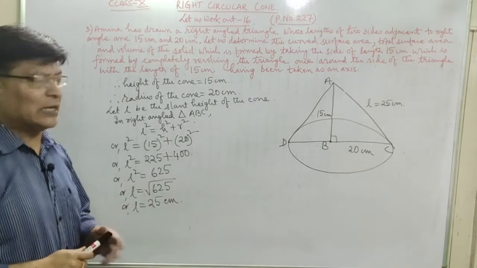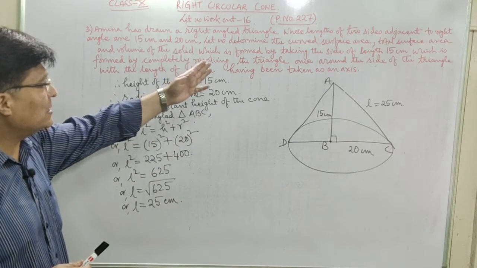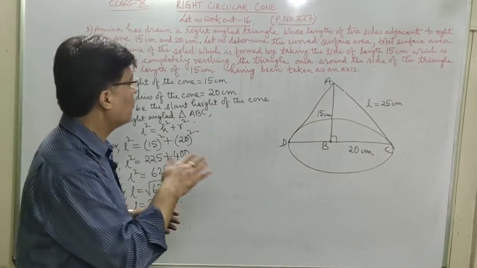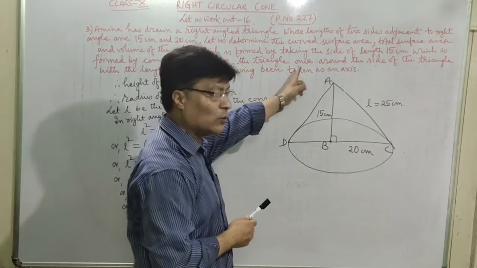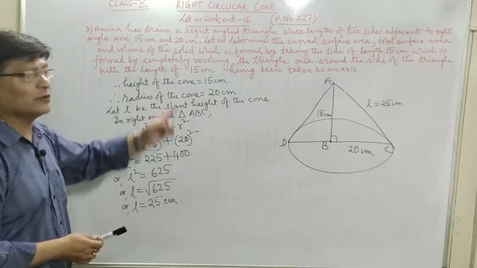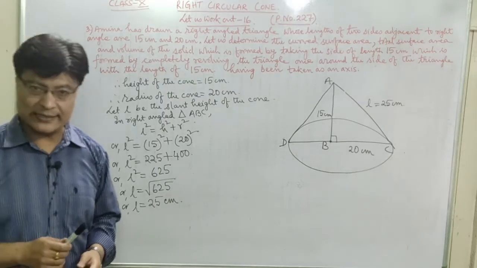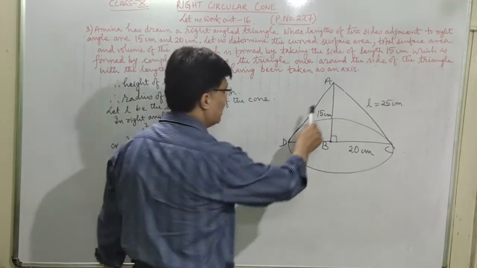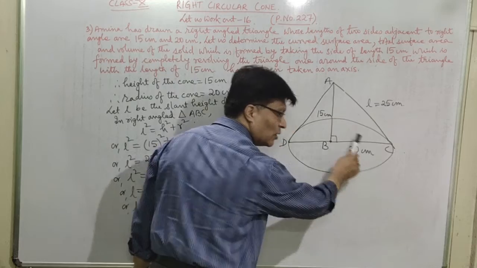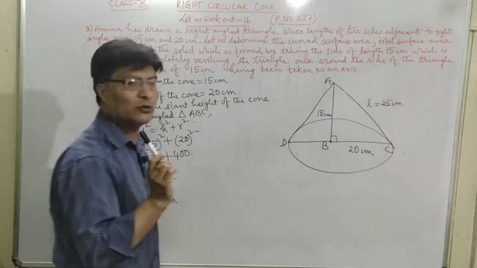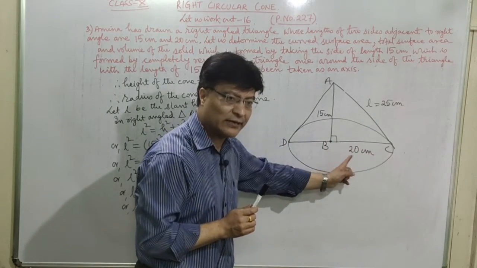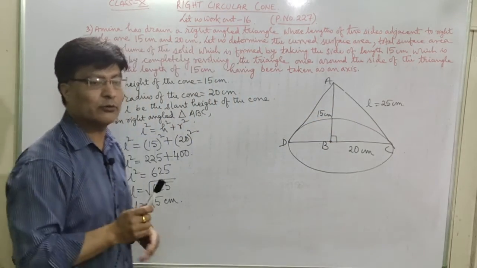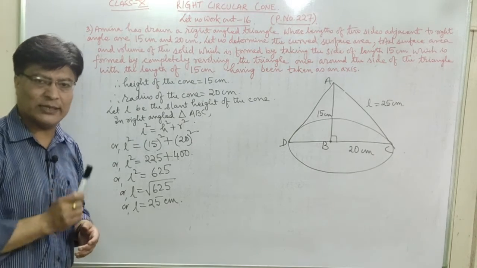So I think you have understood it. Now this will take the shape of the cone. Now you can easily find out the curved surface area, total surface area, and the volume of the solid, which is formed by revolving the triangle once around the side of the triangle with the length of 15 centimeter having been taken as an axis. So with AB as an axis, this AC is revolved along the axis. So it will take the shape of the cone, with BC as the radius of the base of the cone, which is 20 centimeter, AB is the height of the cone, and AC is the slant height of the cone, which is equal to 25 centimeter. We have just calculated it.